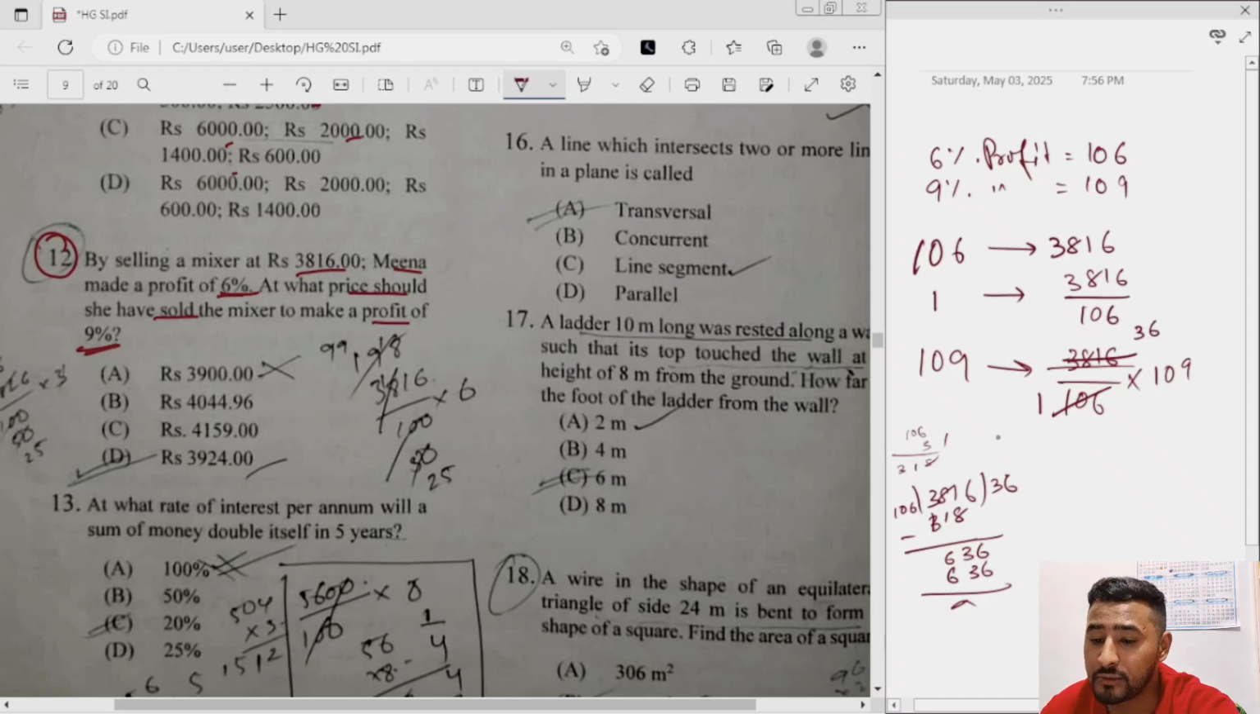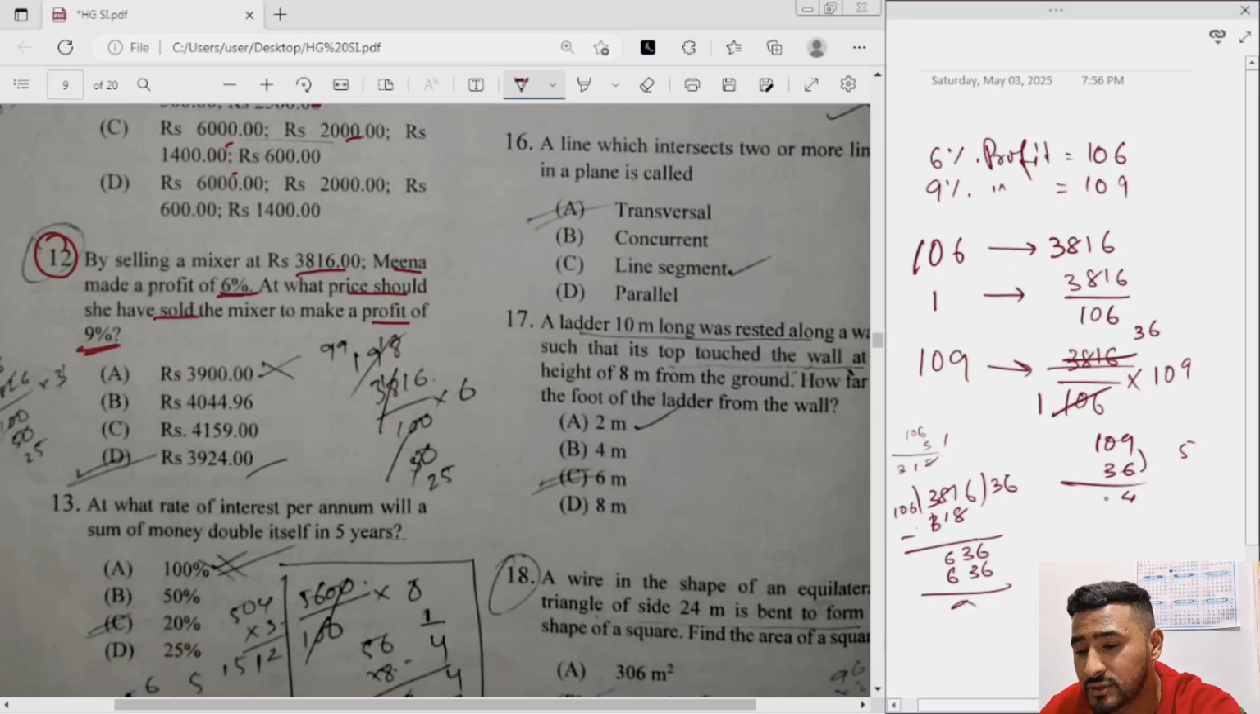So 106 into 36 is 3816. Now multiply 36 into 109, and you'll get how much? 109 multiplied by 36. Are we getting an answer like this, or did I make a mistake somewhere? This is 106, 106 into 3, 11 minus 8 is 3, 7 minus 6. 106 into 36, carry 3. Yeah, correct. Okay, 36 into 9, just multiply.